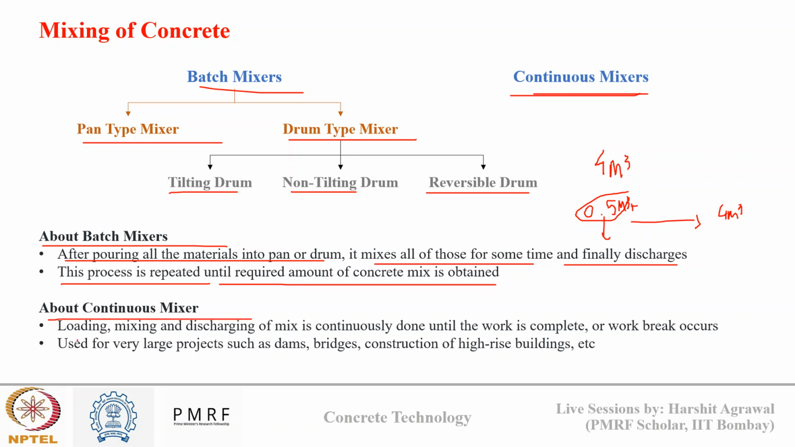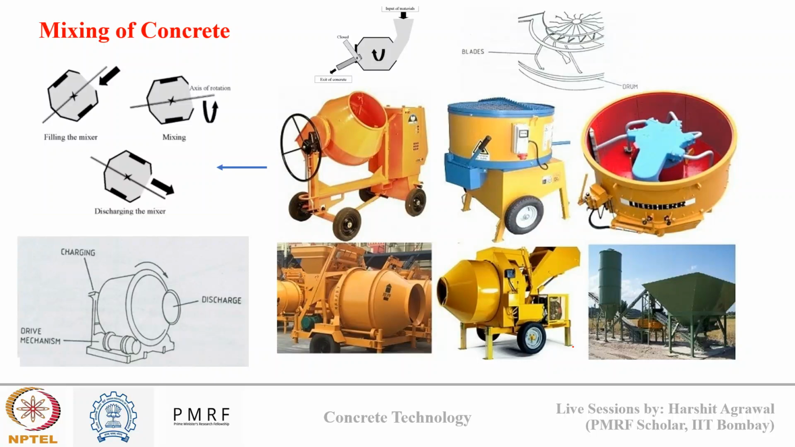However, in a continuous mixer, this loading, mixing, and discharging of the mix is done continuously until the work is completed or some break is taken in between work. Okay, and such mixers, like continuous mixers, are used for very large scale projects like dams, bridges, and construction of high rise buildings. Okay, so let's see these mixers in images.